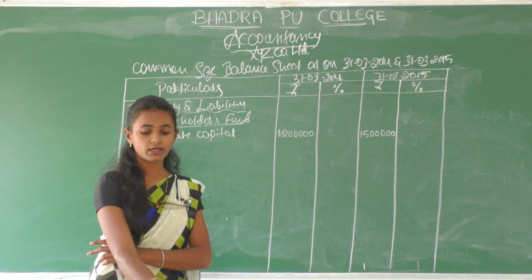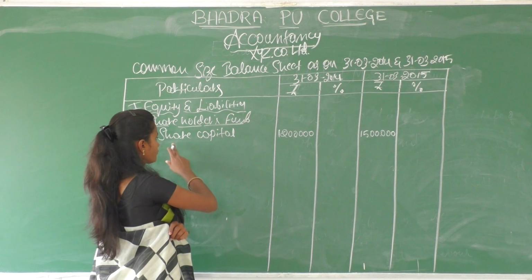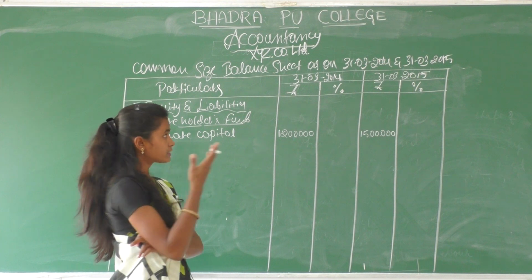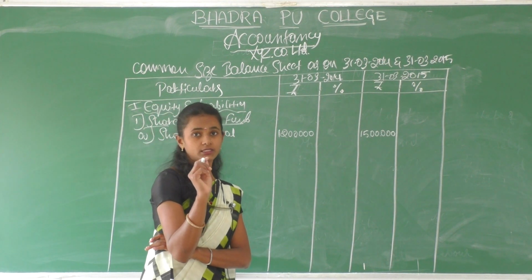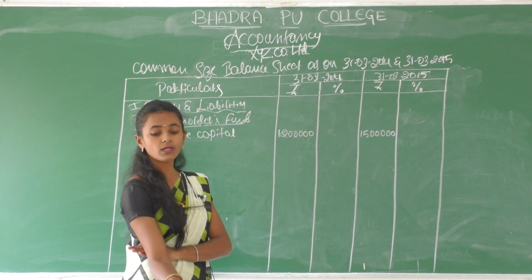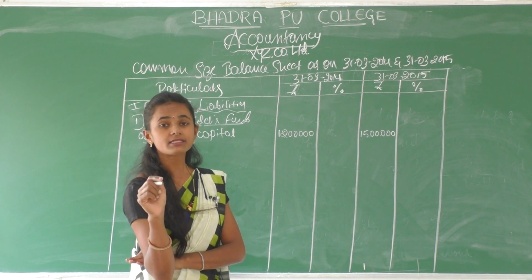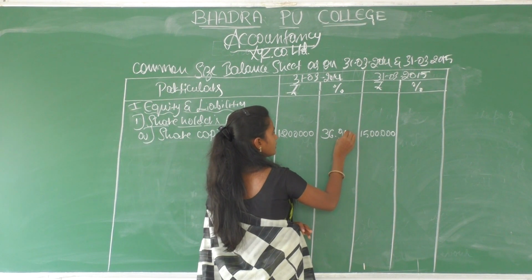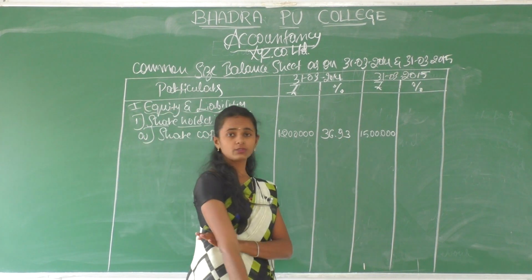In case of 2014, our share capital amount is 12 lakh, and in case of 2014, our common value is 32,50,000. So the calculation is 12 lakh divided by 32,50,000 into 100, then you will get 36.93%. 36.93%. And the next one is 2015.